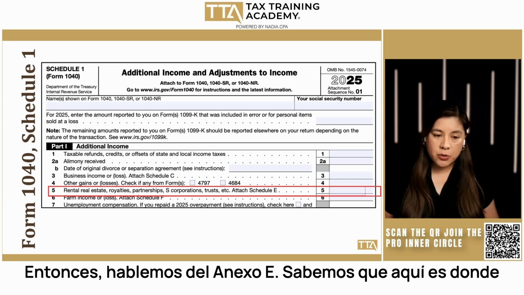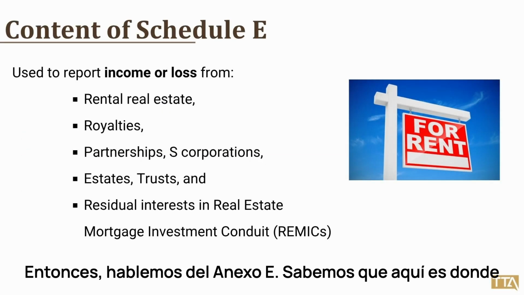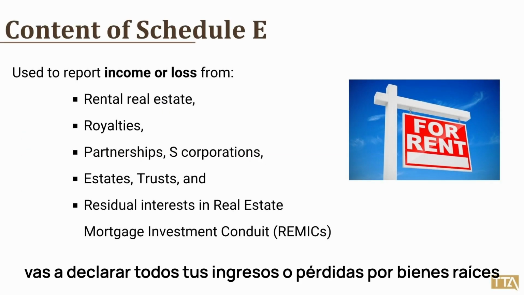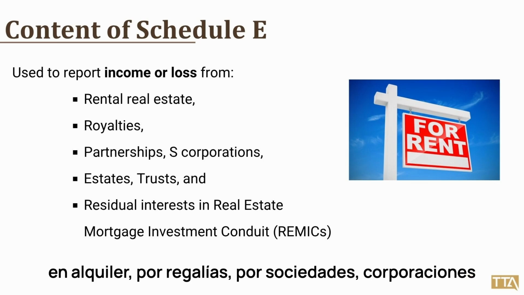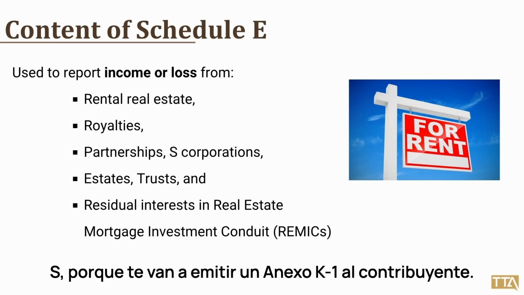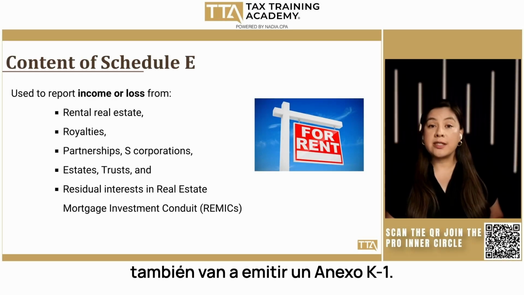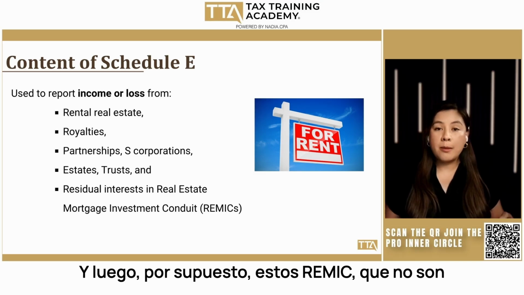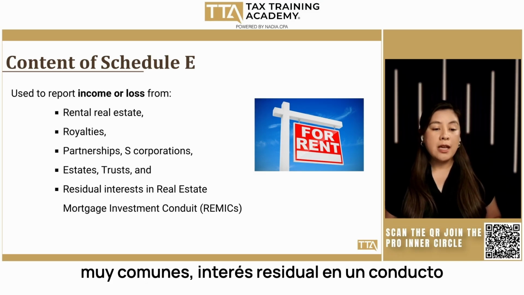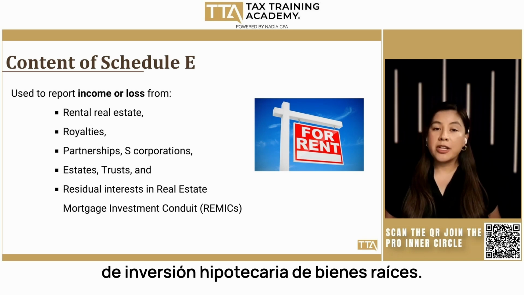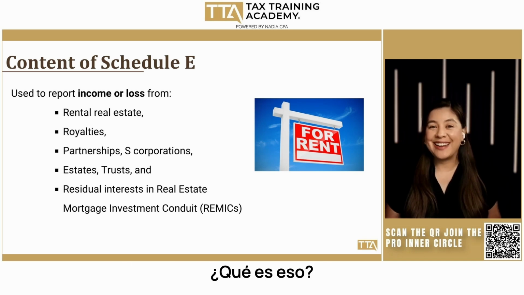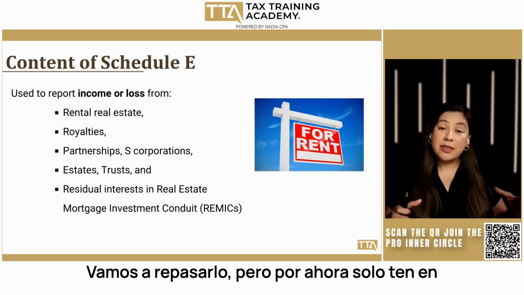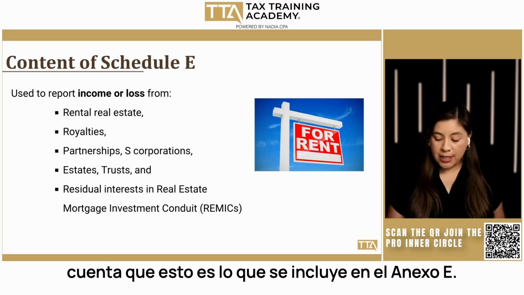So let's talk about Schedule E. We know that here's where you're going to report all of your income or loss from rental real estate, from royalties, partnerships, S corporations, because they're going to issue you a Schedule K-1 to the taxpayer. The estates and trusts, they're also going to issue a Schedule K-1. And then, of course, these REMICs, which are not very common, residual interest in real estate mortgage investment conduit. What is that? We're going to go through that. But just know that this is what's covered under Schedule E.